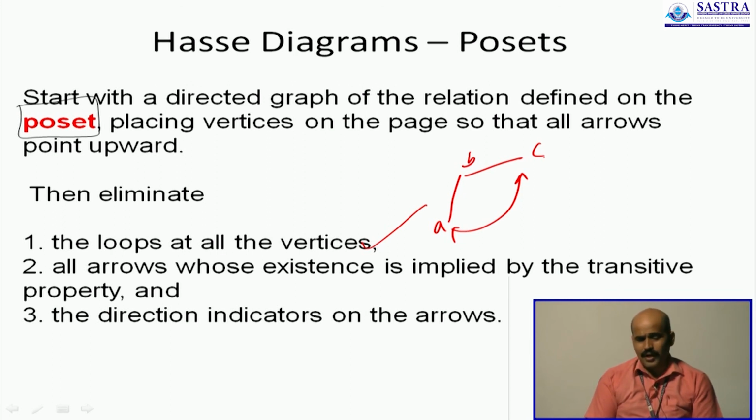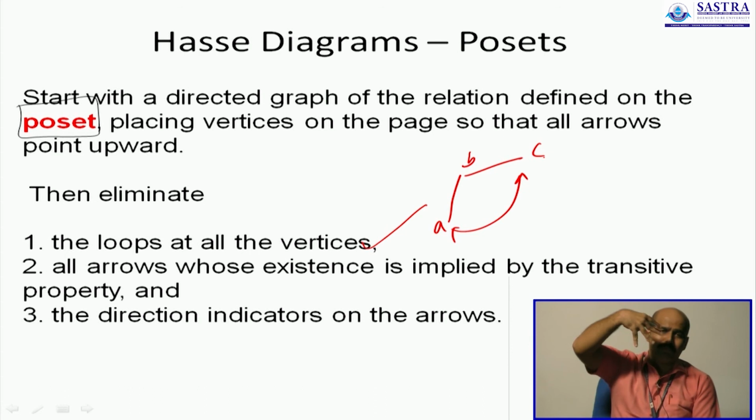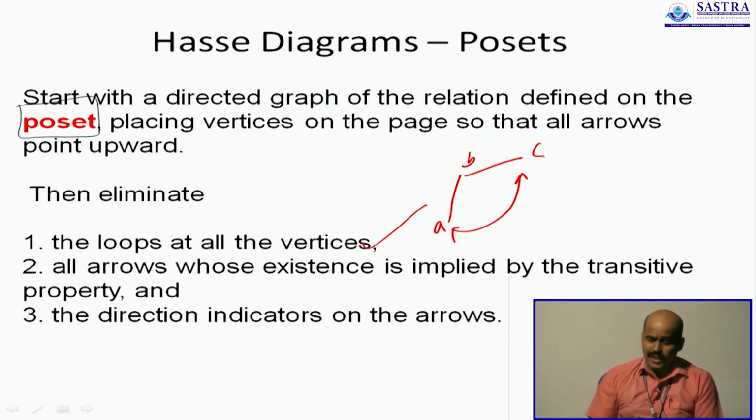And the last part, we don't have to represent directions on the arrows. That is no longer required, because the Hasse diagram will be constructed in such a way that the relation always goes from bottom to top. So whenever I draw a line, it is always from bottom to top. The direction is a part of the convention used to draw the Hasse diagram. Therefore, you are not required to indicate the direction using arrows.